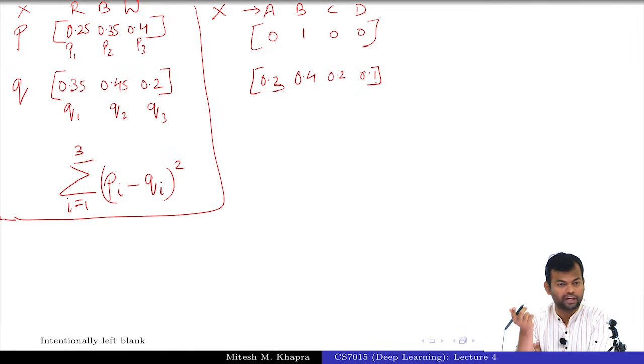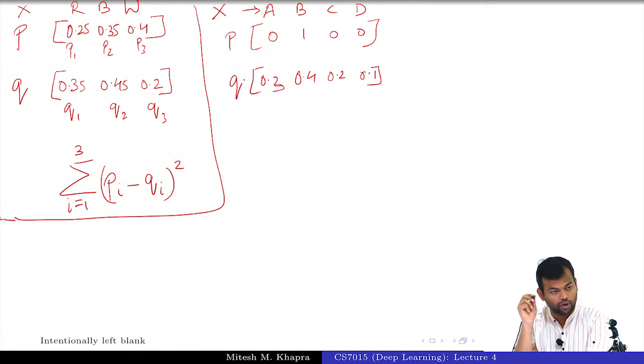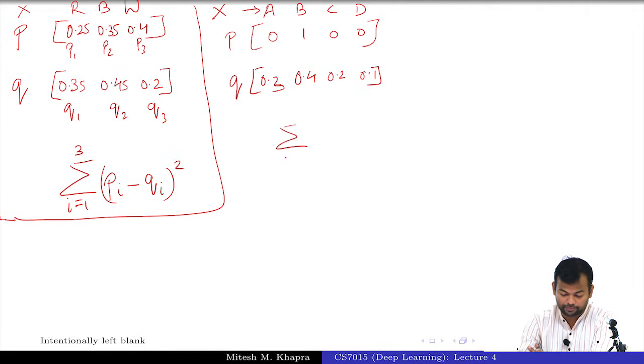Now again, can you tell me what is P and what is Q here? This is the true distribution and this is my predicted distribution. And what am I interested in again? The difference between them. How wrong did I go? And what is a simple way of doing this again? Squared error loss. So again, this is what my formula would look like.